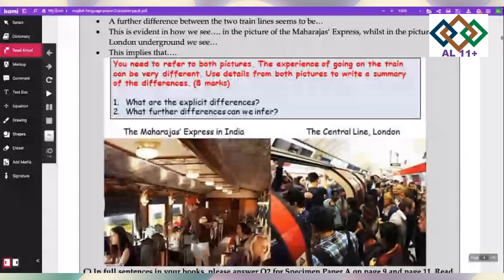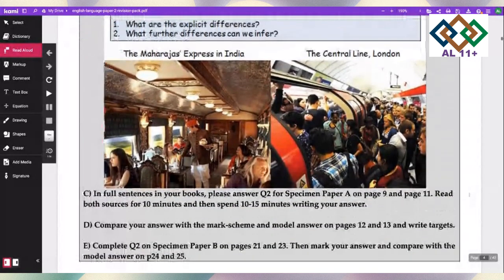So now there are two questions which you need to answer, the first and the second one. Try using the reference from the picture. Don't go against the picture to answer the questions.